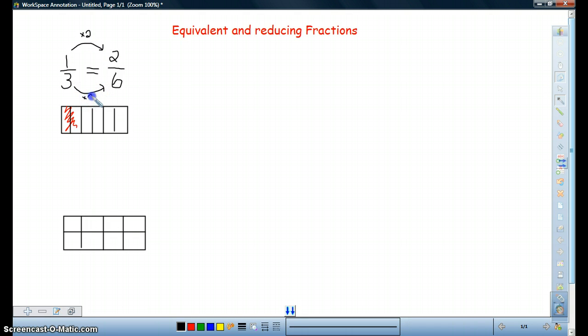And that's where our rule comes from: whatever you do to the top, you do to the bottom. Whatever you do to the bottom, you do to the top. This multiple here, we're using our multiples, never changes.